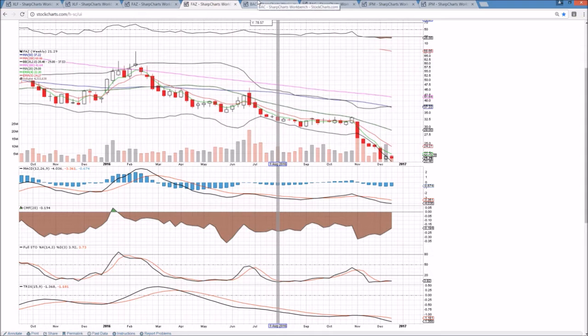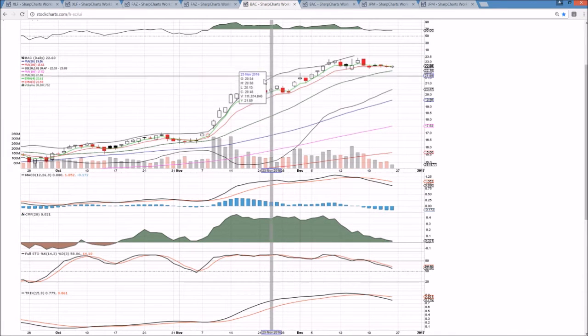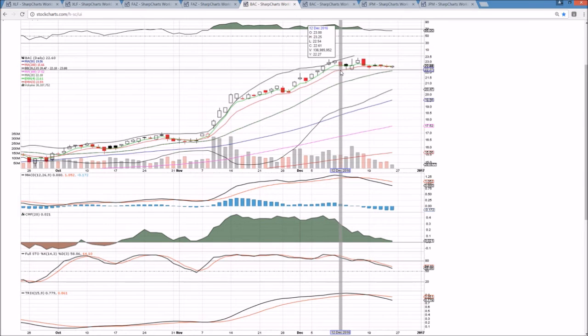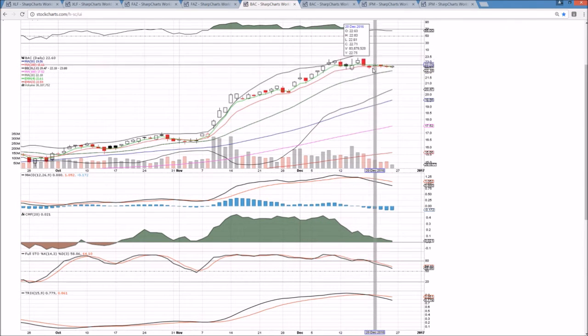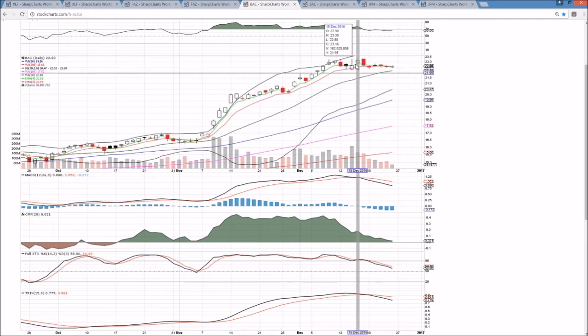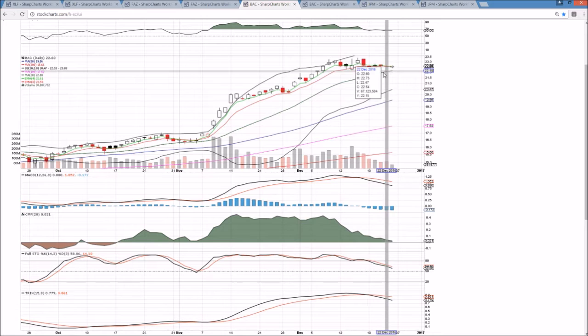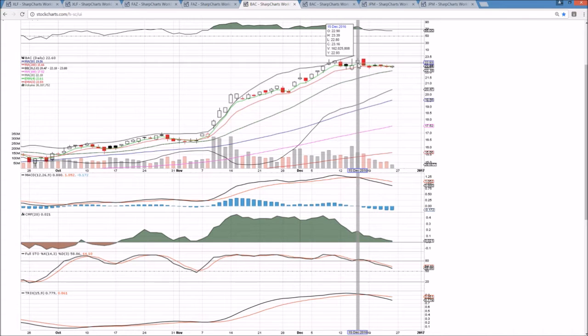So comparing a couple of the banks here, BAC was one of the strongest on the breakout, but it's now lagging behind a little bit. And we'll compare it with JPM. But it's the same pattern, getting very, very tight, low volume. And the key support here is 22.21. Same thing, we will lose the middle Bollinger Band if we break that level. And resistance is the high we've seen, 23.39.